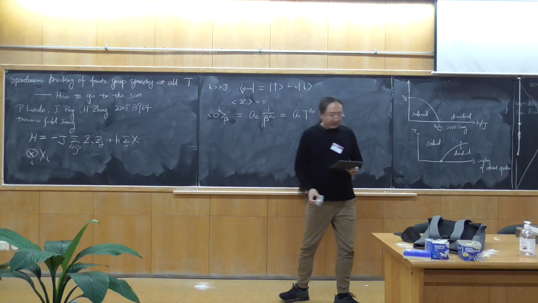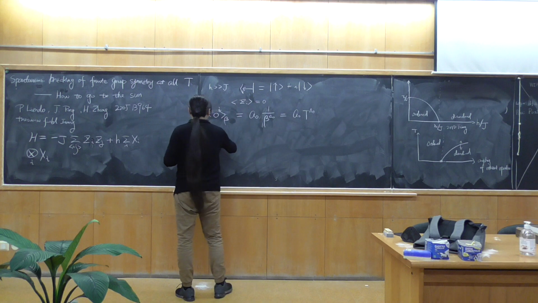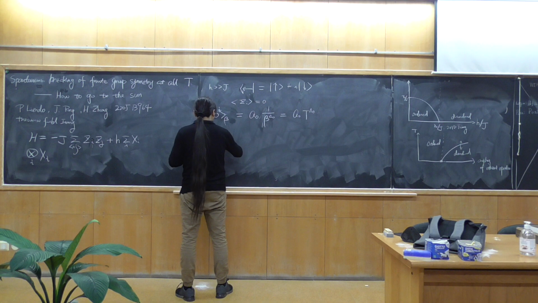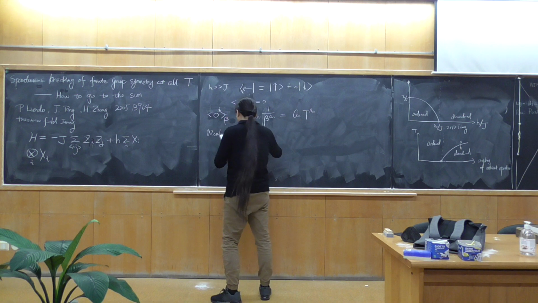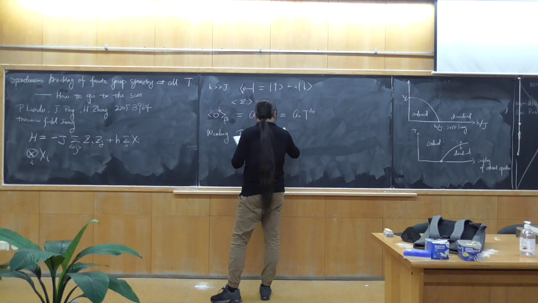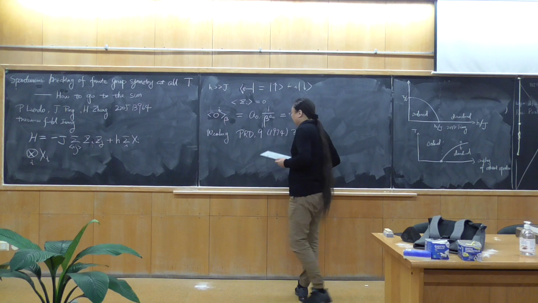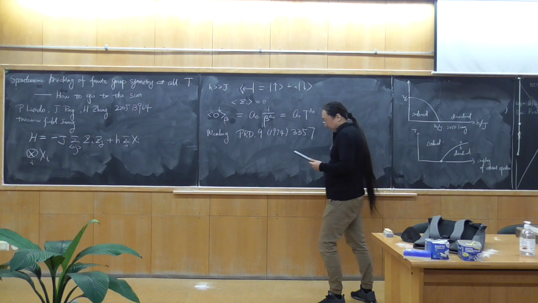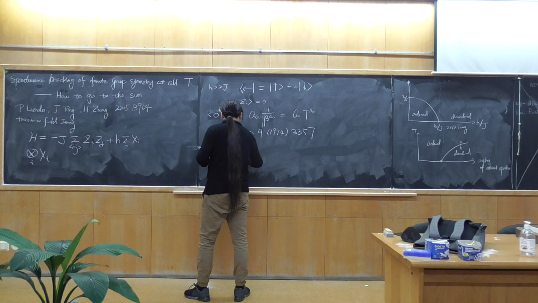The story all started with a remarkable work by Weinberg, which is in PRD, volume 9, 1974, 3357. Okay, so he considered a scalar theory, which is very easy to write down.